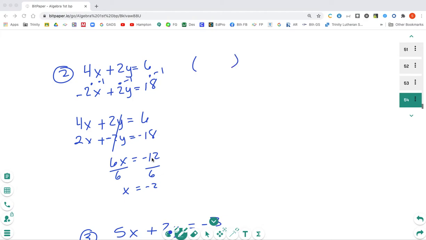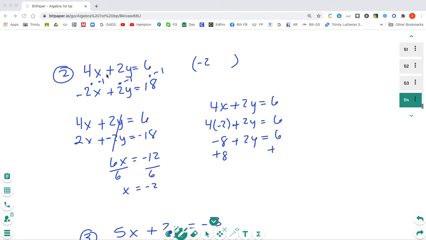So I come up here to my ordered pair, and I have negative 2. Now, I'm going to go ahead and choose the first equation to solve for my y because it doesn't have any negatives. 4x plus 2y is equal to 6. 4 times negative 2 plus 2y is equal to 6. Negative 8 plus 2y is equal to 6. Zero pair out my 8. 2y is equal to 14. Divide by 2, divide by 2. Y is equal to 7.